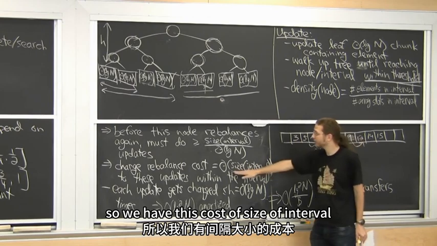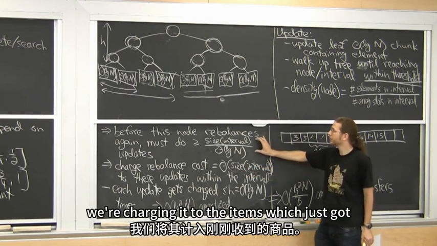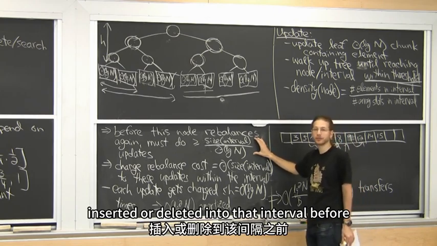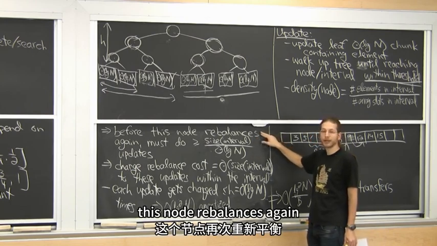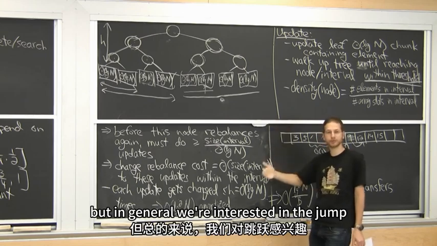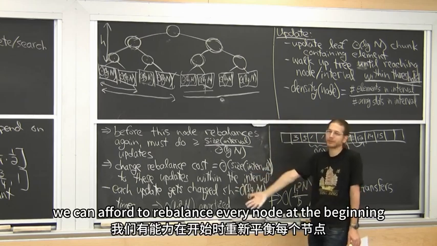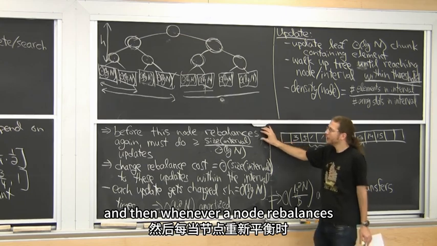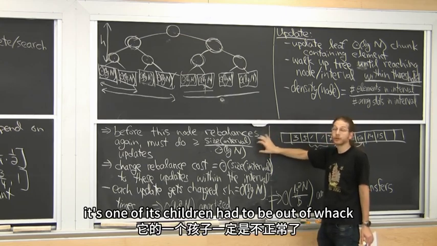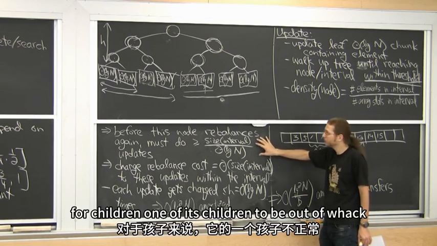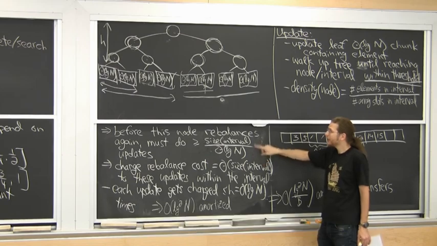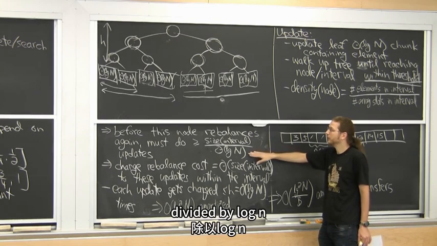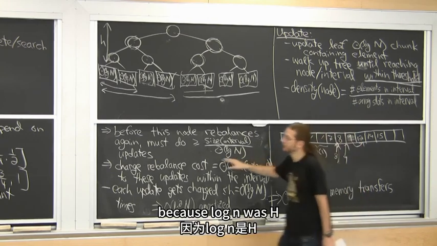So we have this cost of size of interval. We're charging it to the items which just got inserted or deleted into that interval, before this node rebalances again. In general we're interested in the jump. We can afford to rebalance every node at the beginning. And then whenever a node rebalances, before it rebalances, one of its children had to be out of whack. For one of its children to be out of whack, there had to have been an insertion of at least the size of the interval divided by log n, because log n was h.